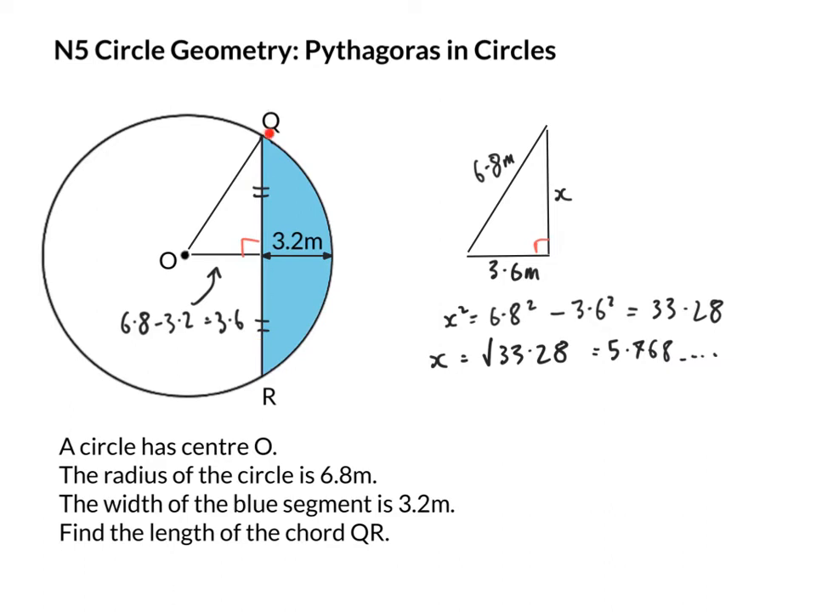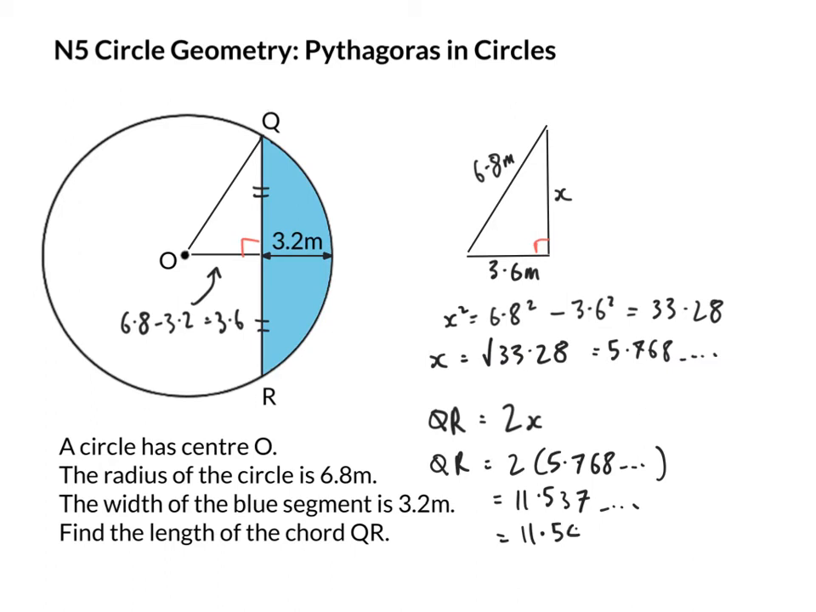Because the chord QR has been bisected, I need to take this value, which I have just figured out, and to find the length of QR, I need to double x. So that means QR will be 2 lots of 5.768 and so on, which is equal to 11.537 and so on, which I'm going to round off sensibly to 11.54. So I've chosen to round to 2 decimal places, and I've popped my units in as well.